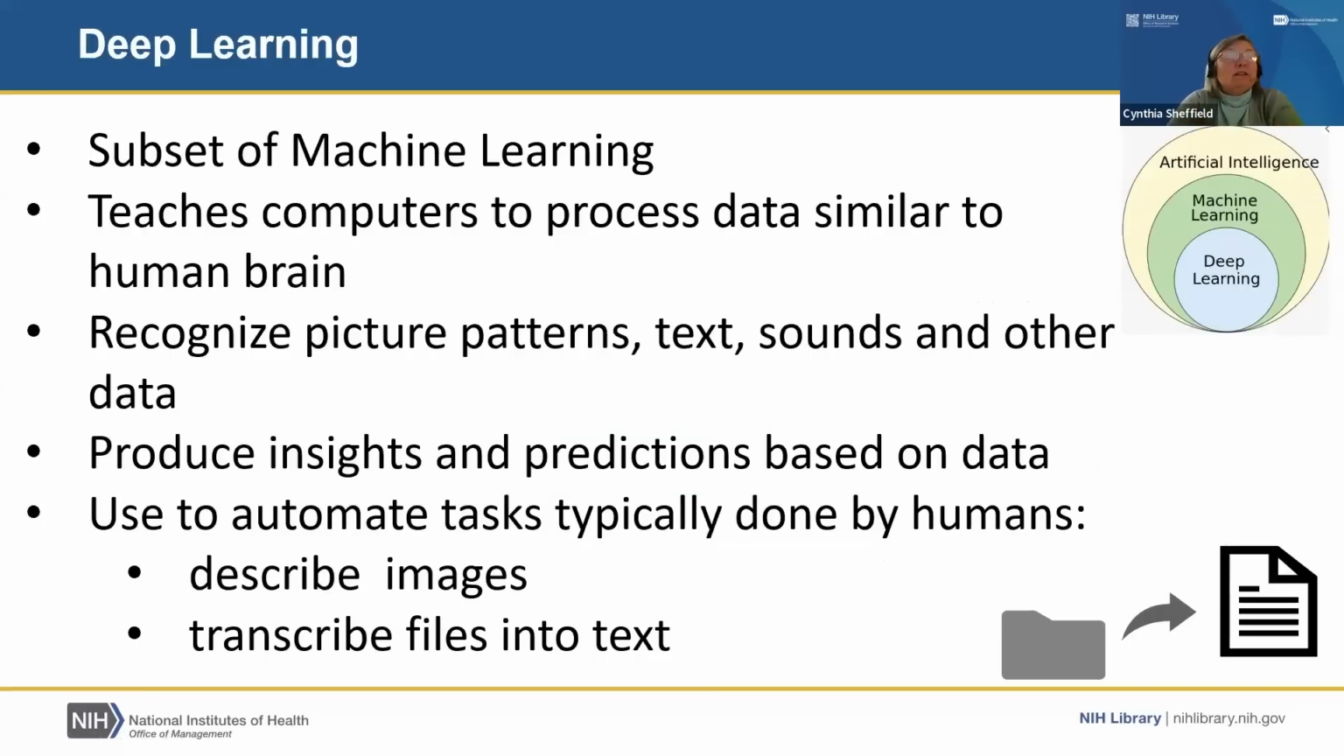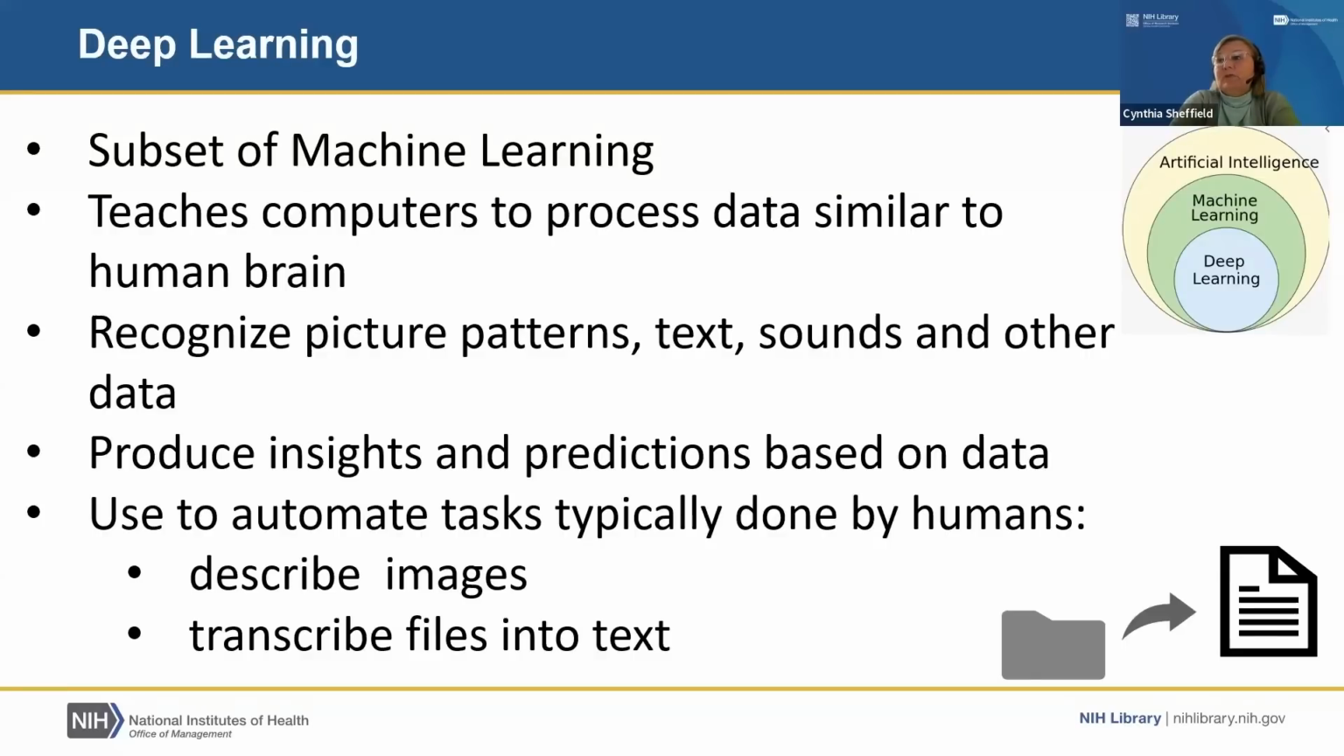Then there's deep learning, which is a subset of machine learning. It teaches computers to process data similar to how the human brain processes information. It's artificial intelligence, and it teaches computers to process data in a way that's inspired by the human brain. Deep learning models can recognize complex patterns in pictures, text, sounds, and other data to produce accurate insights and predictions.